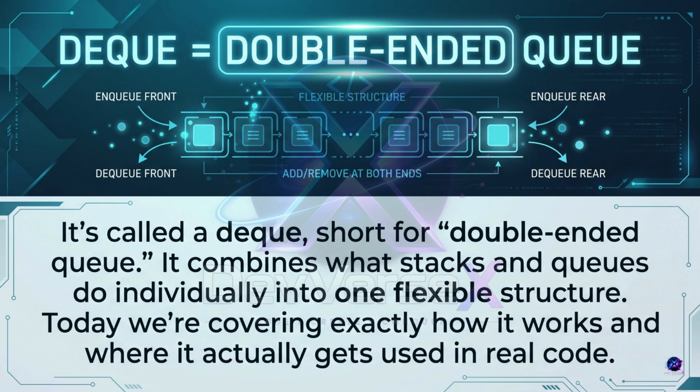It's called a deque, short for double-ended queue. It combines what stacks and queues do individually into one flexible structure. Today, we're covering exactly how it works and where it actually gets used in real code.